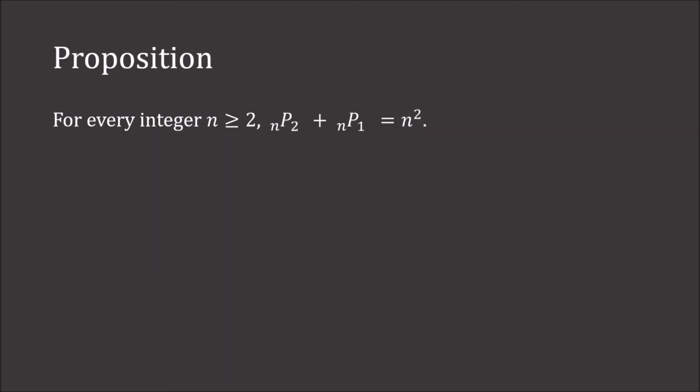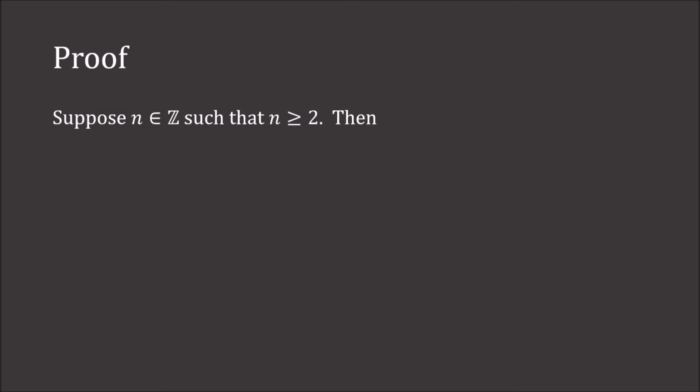But now, just an interesting property of permutations, just to work with them. For every integer n greater than 2, nP2 plus nP1 is equal to n squared. So suppose that n is an integer such that n is greater than or equal to 2. Then nP2 plus nP1 would be n factorial over n minus 2 factorial plus n factorial over n minus 1 factorial.